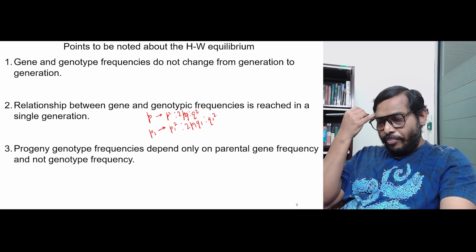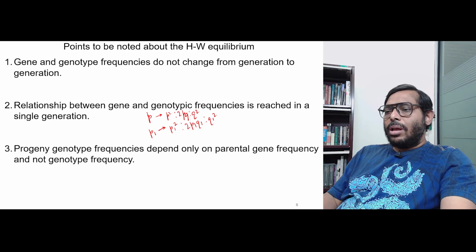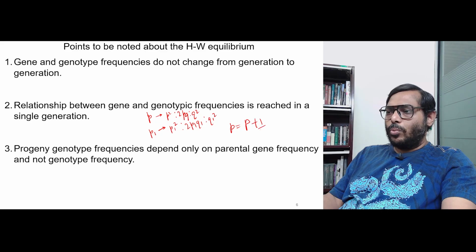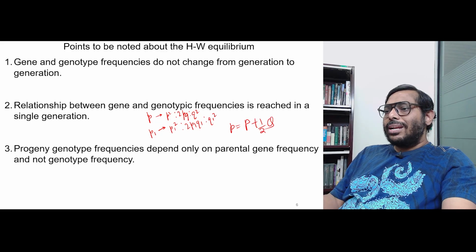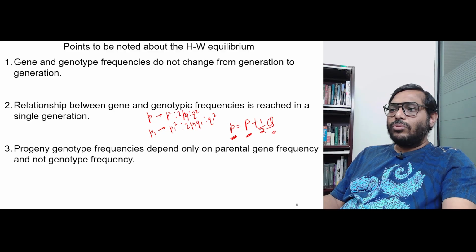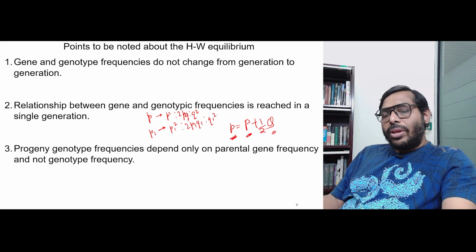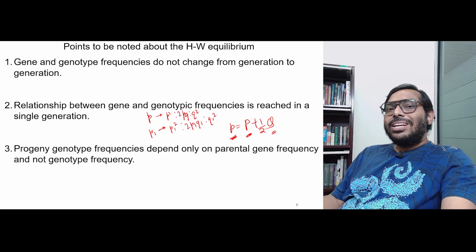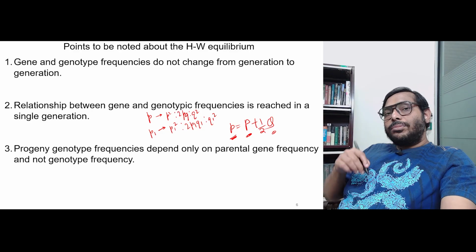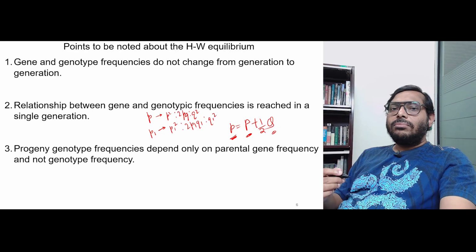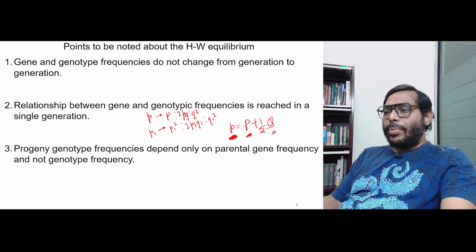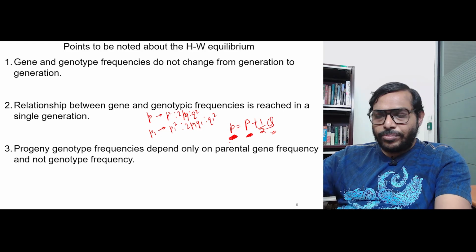Now, what do I mean by this? Remember, our small p is equal to capital P plus half q, right. So, in principle you can get the same value of small p by altering the capital P's and the half q's. In other words, different parental genotypic frequencies can lead to the same parental gene frequency. And what this statement is insisting is that in the offspring generation, the relationship between the gene frequency and the genotypic frequency depends only on the gene frequency of the parent, not on the genotypic frequency of the parent.